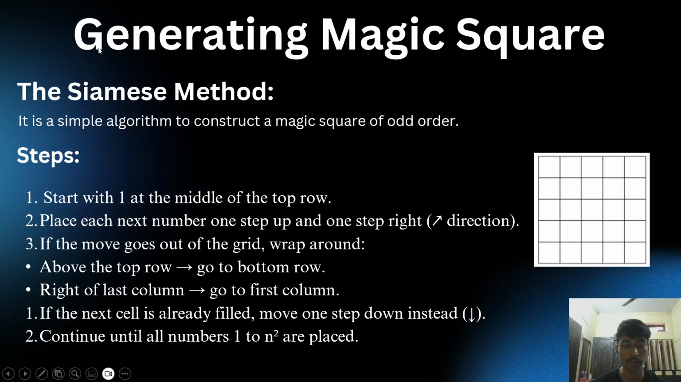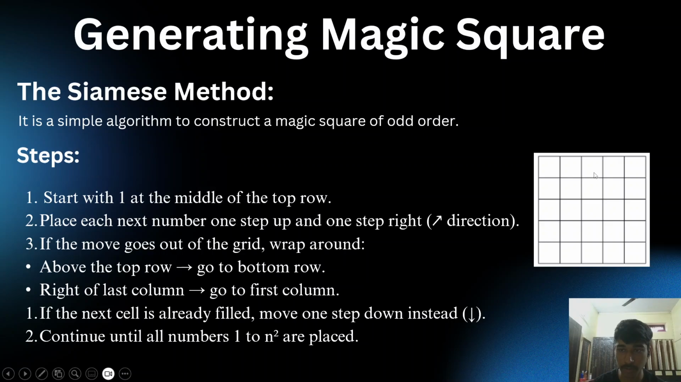Now first we'll talk about the magic square function. It's generating the magic square. First we'll talk about the Siamese method. What is actually the Siamese method? It is a simple algorithm to construct a magic square of odd order. Remember, this will work only for odd order. So the first step, we have to start with 1 at the middle of the top row. So I will explain it here. Here the top row's middle is this.